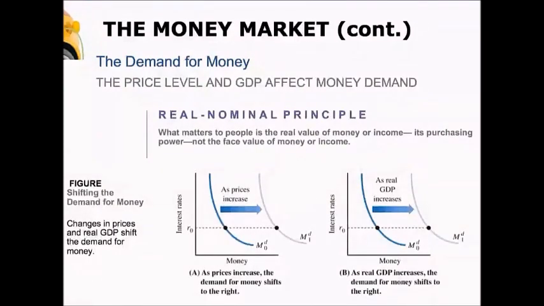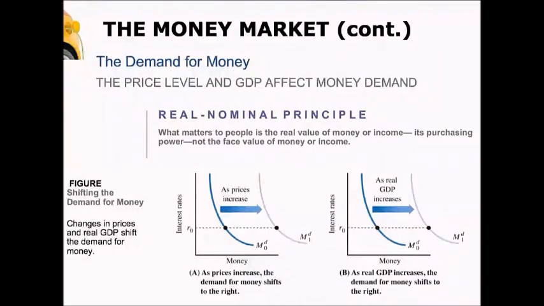So we know that the money demand curve is downward sloping, but what makes it shift? Well, if people are holding money because they want to buy goods and services, then as prices increase, it's going to cost more to buy the same amount of goods and services. Individuals need to hold more money, so the money demand curve is going to shift out from money demand 0 to money demand 1. Or if real GDP rises, meaning there are more transactions going on, or more is being produced and more goods and services are being purchased, well then the money demand curve is going to shift out.